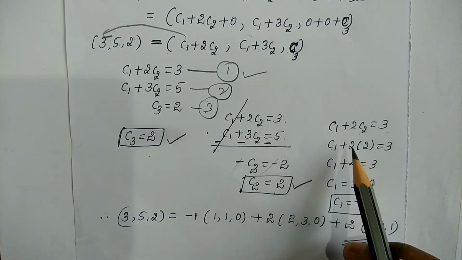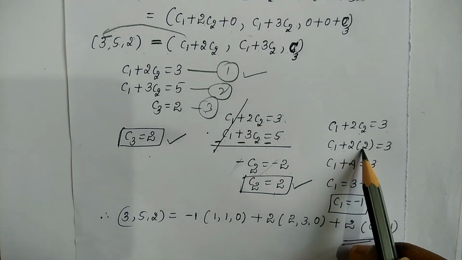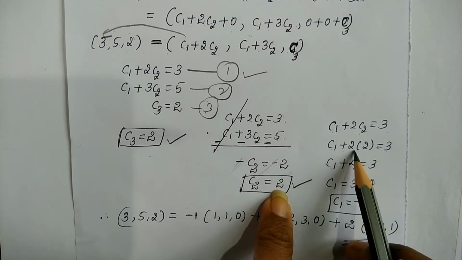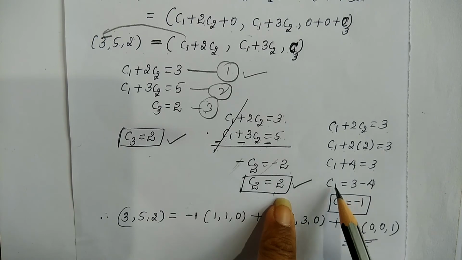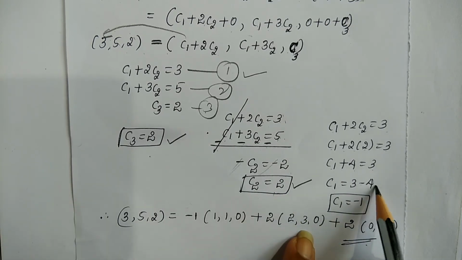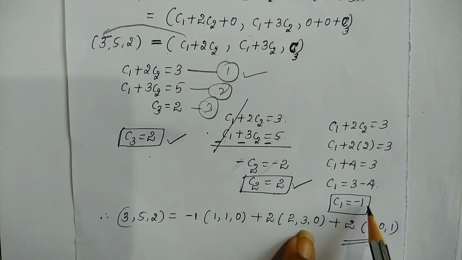C1 we don't know. Plus 2 into what is C2? Here is C2, 2. Which is equal to 3. C1 plus 2 twos are 4 is equal to 3. So C1 is equal to 3 minus 4. So 3 minus 4 is what? Minus 1. So C1 is equal to minus 1.